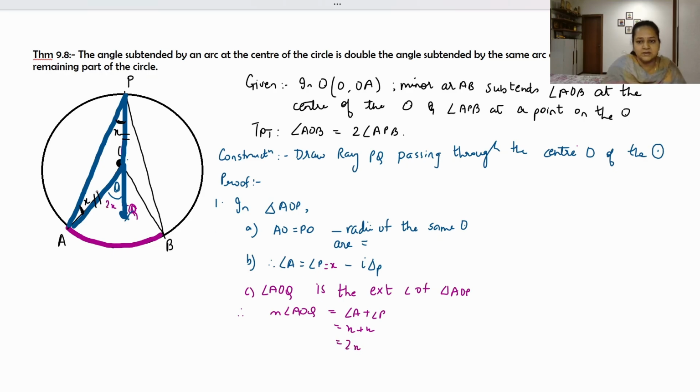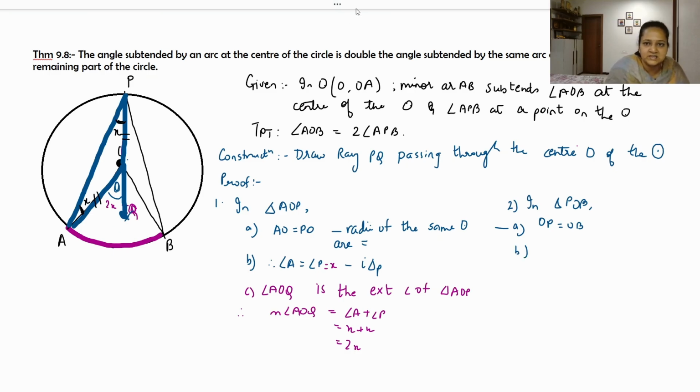Right? Similarly, we can do on the second part. Similarly, we'll write the second part. What are we going to write here? Which triangle are we taking now? In triangle POB. What do we get? We'll get again OP is equal to OB. Why? Same radii of the same circle are equal.